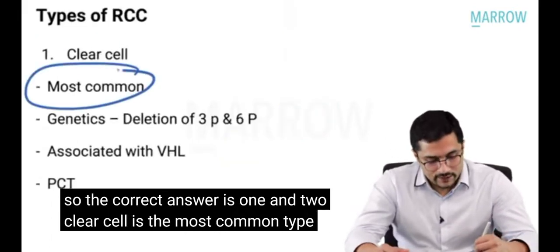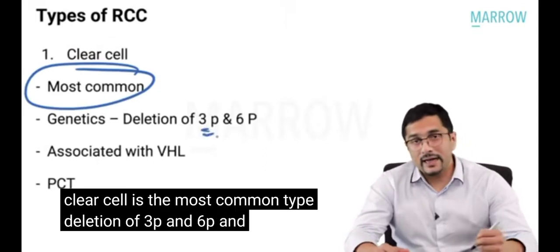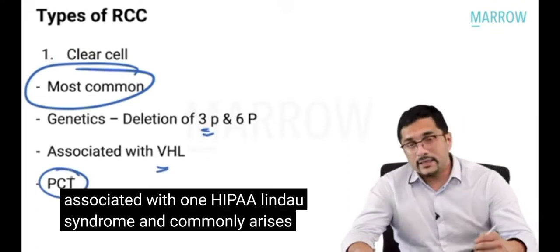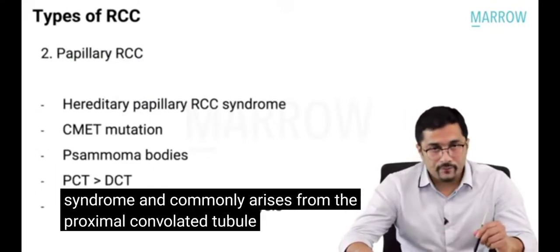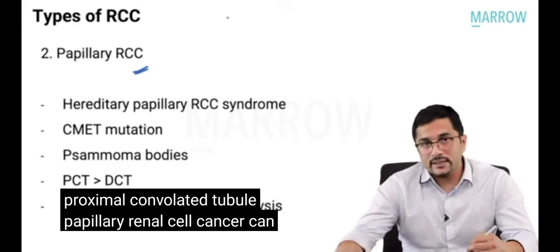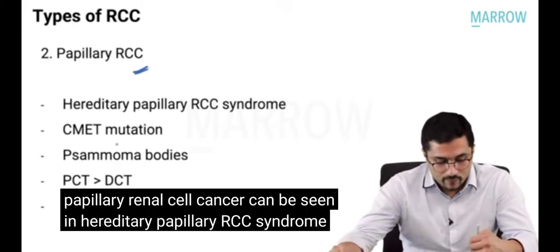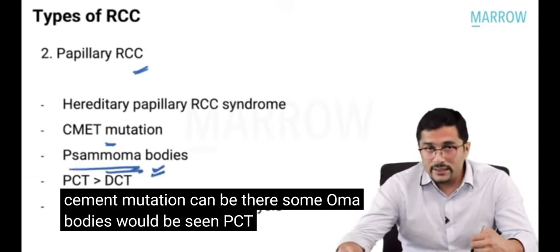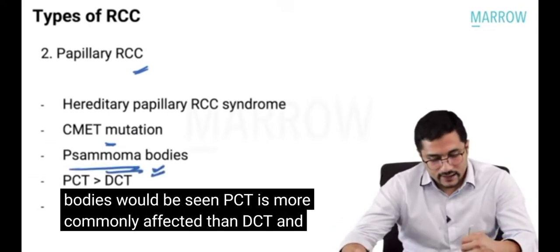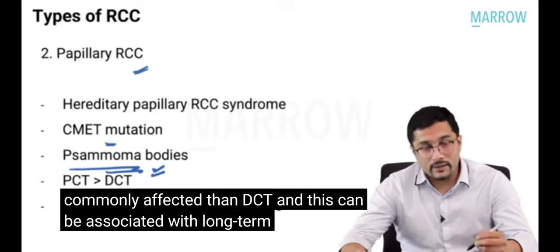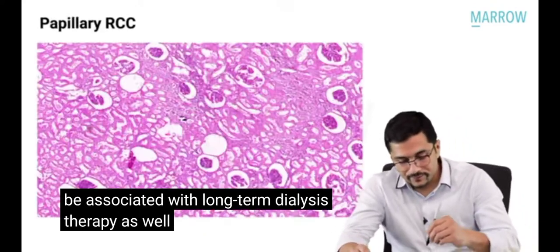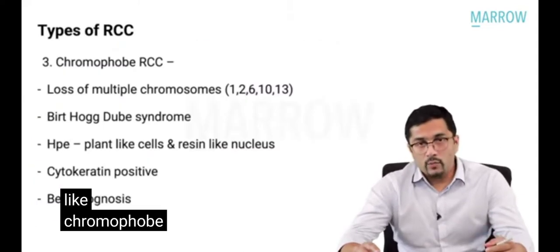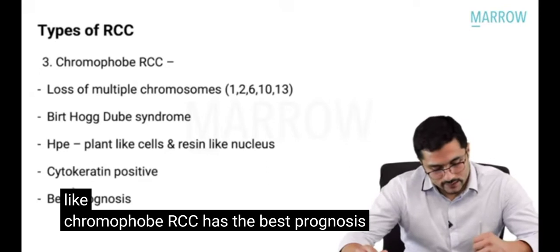Clear cell is the most common type, deletion of 3p and 6p, and this can be associated with von Hippel-Lindau syndrome and commonly arises from the proximal convoluted tubule. Papillary renal cell cancer can be seen in hereditary papillary RCC syndrome. c-MET mutation can be there. Psammoma bodies would be seen. PCT is more commonly affected than DCT, and this can be associated with long term dialysis therapy as well. So, this is what papillary RCC would look like. Chromophobe RCC has the best prognosis.